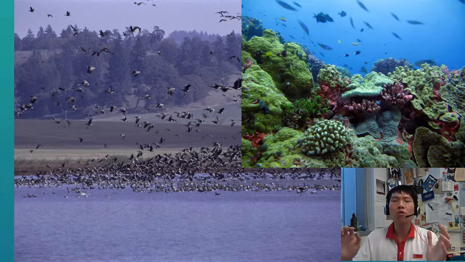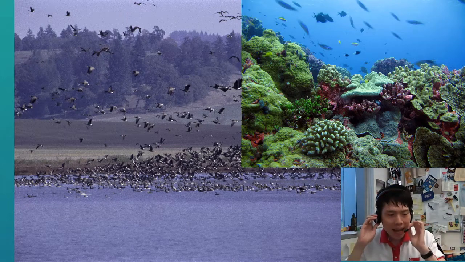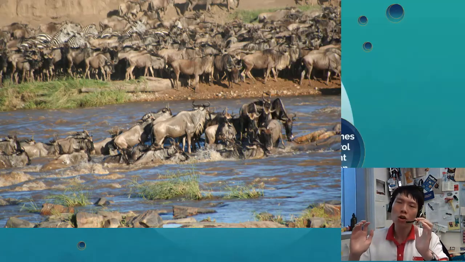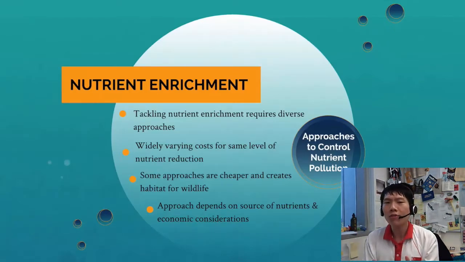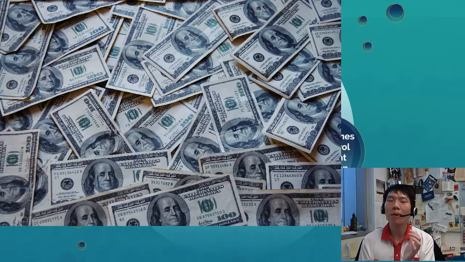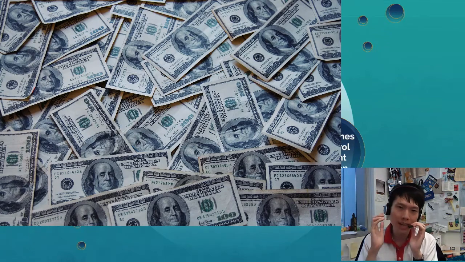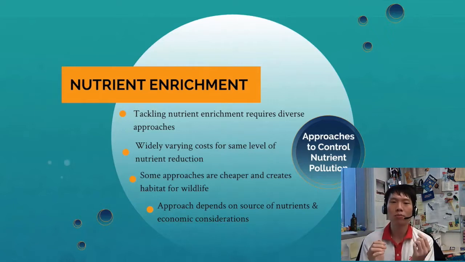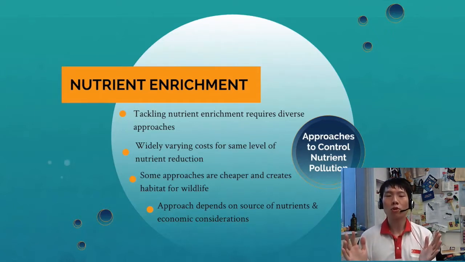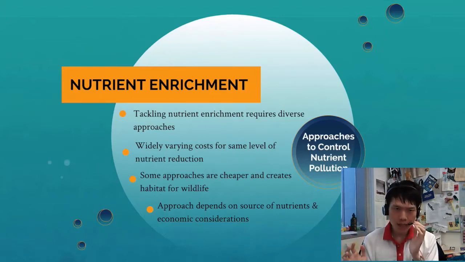Now, ultimately, the approaches embraced depend on the major source of nutrients, right? For a given waterway, and along with the economic considerations here. Without the money or without the resources to finance these strategies, it will not work, right? So it all boils down to money first, right? Not just planning. Now let's look at some approaches to control nutrient pollution.